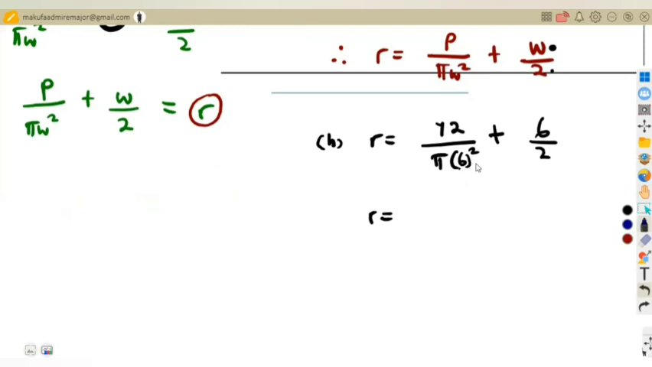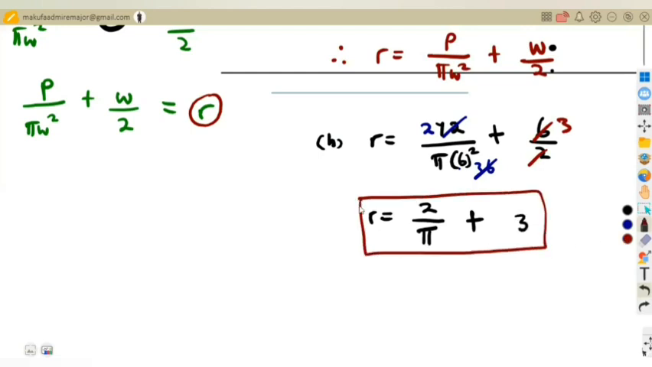Remember, 6 squared is 36. 36 into 72, that is 2. So we are going to be left with 2 over pi plus, we can cancel here, which is going to give us 2 into 6, that is a 3. So we're going to be left with 3 like this. So this can be the final answer for R.